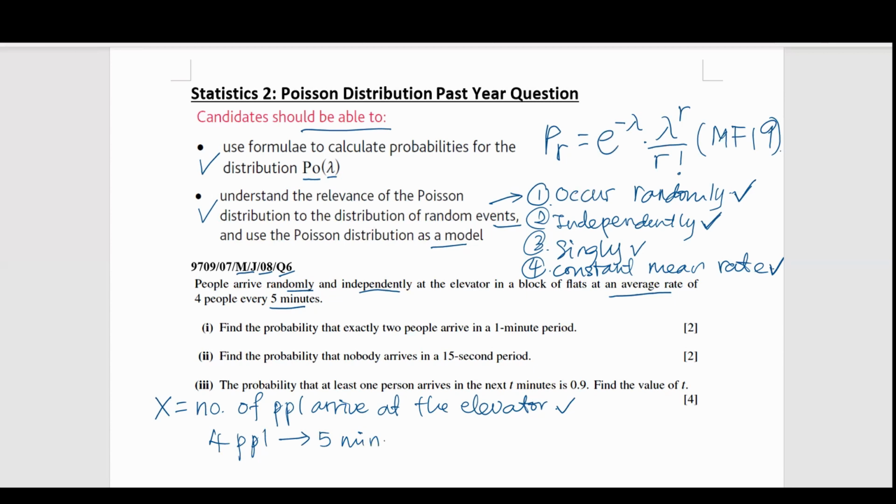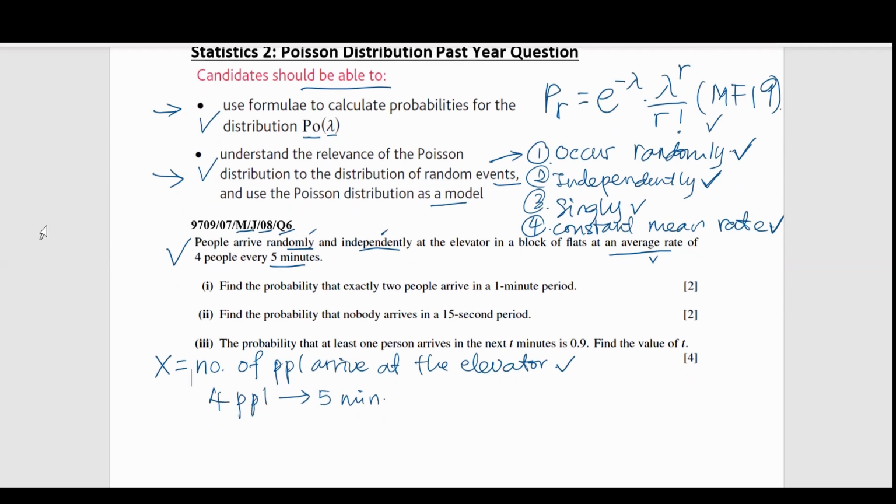Now we are going to find the probability. We have to be able to identify the question: according to the syllabus, knowing the important points of random, independent, and constant mean rate, we identify that we are using a Poisson distribution. Second, we calculate the probability using the formula given in the formula booklet. So let me scroll down and calculate part 1. Find the probability that exactly 2 people arrive in a 1-minute period.